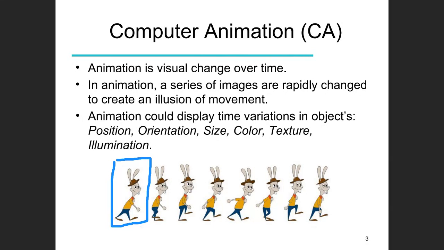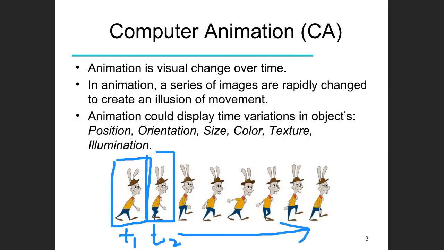At some time we can show this frame, maybe at time t1. We can show the second frame at time t2. So we can have something like a timeline, and over this timeline we are showing a sequence of images which are doing something. Maybe they are doing some kind of motion or movement, but there can be other kinds of animation. We will see that. In animation, a series of images are rapidly changed to create the illusion of movement. We change these images very fast.